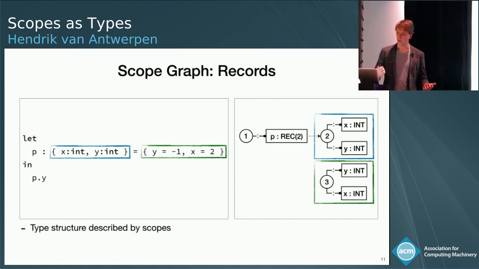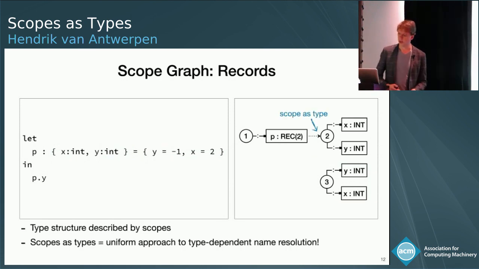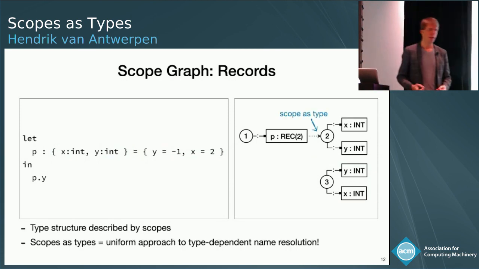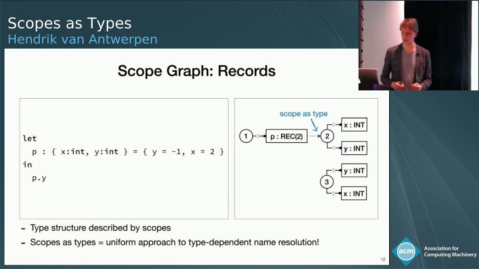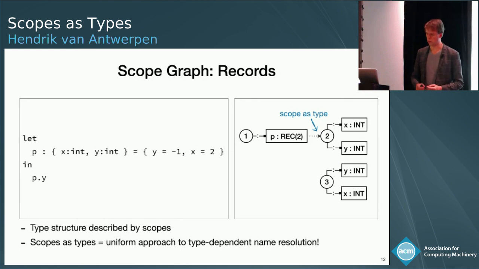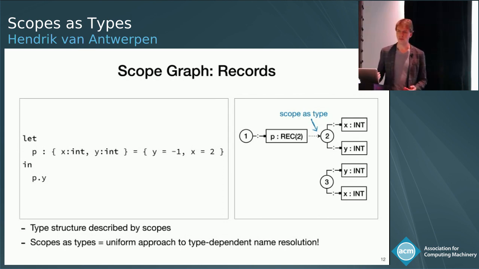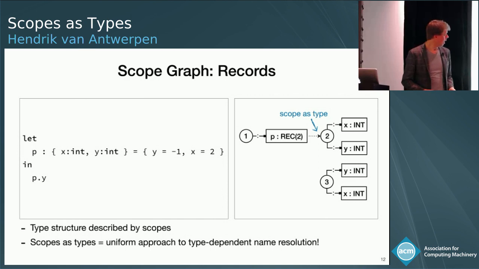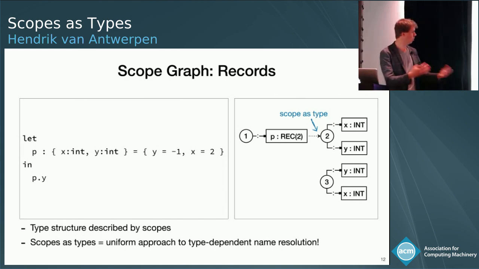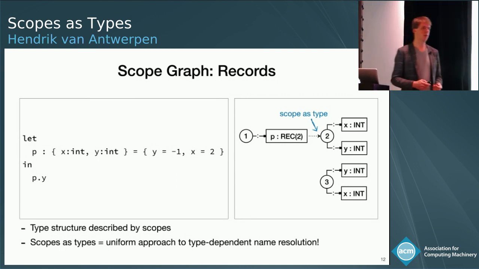And then our insight was that what you can do here is simply use the scope as a representation of the type. So what we say is that the type of P in this case is the record that is represented by scope 2. And by using scopes as types in this way, we get a very uniform approach to dealing with type-dependent forms of name resolution. Basically all of the power that scope graphs have is now also available for the kind of binding that you have in your types.